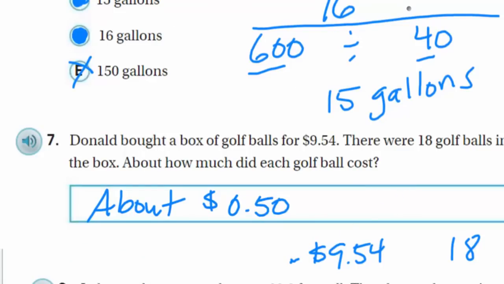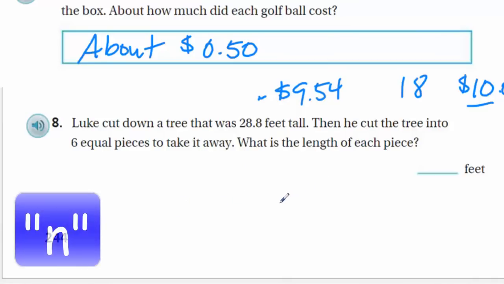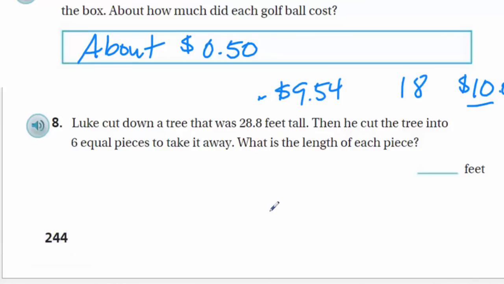All right. And now here we have another problem. Last one. Luke cut down a tree that was 28.8 feet tall. Then he cut the tree into 6 equal pieces to take it away. What is the length of each piece? Again, we keep looking at it: dividend, divisor, quotient, like our answer. So they're all set up the same.